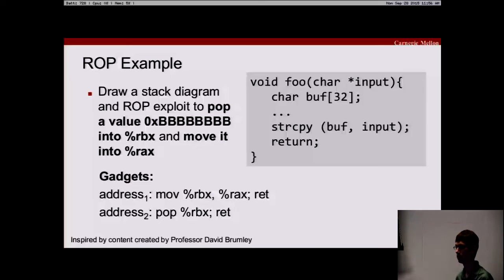We know that if we stick the number we want onto the stack and then call gadget 2, it'll get inserted into RBX. Right, yeah. So we want to somehow get this value, b, b, b, b, b, b, b, on the stack right before we call the gadget at address 2. Right. So what order are they going to be on the stack?